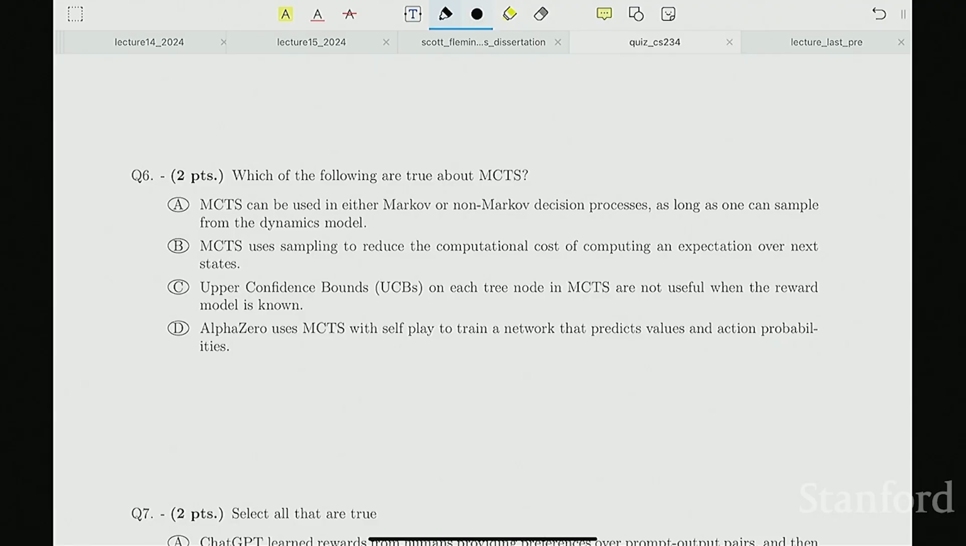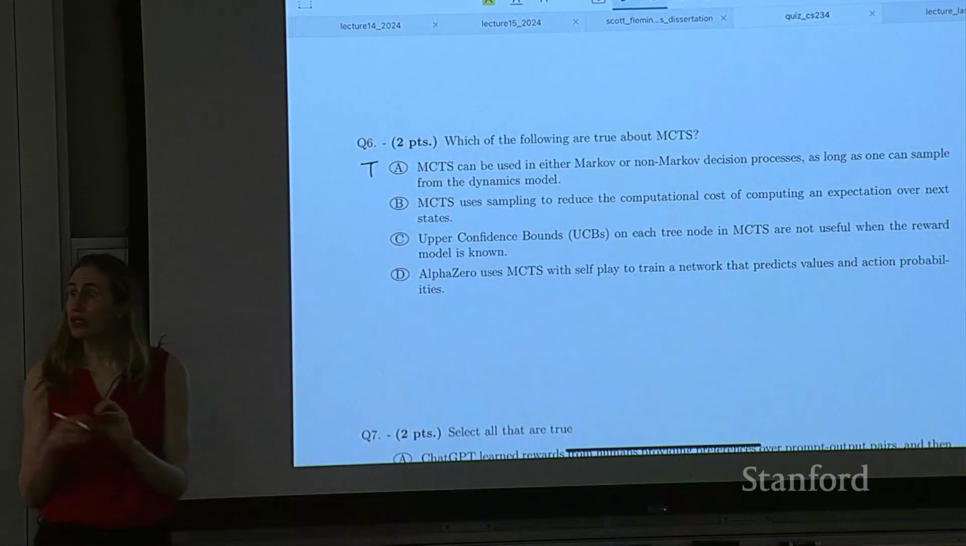The next one that I wanted to go through was Monte Carlo tree search. This is another one where there were a little bit of differences in terms of whether people had some questions on it. So the first one is true. The M in MCTS stands for Monte, not for Markov. And the way that we described it in class, you can use it in both.